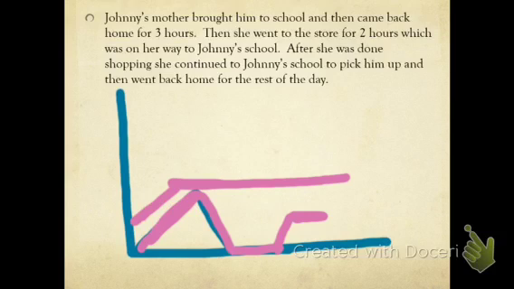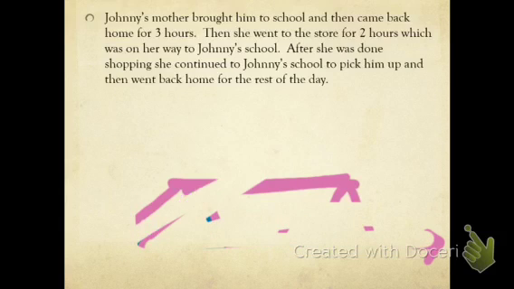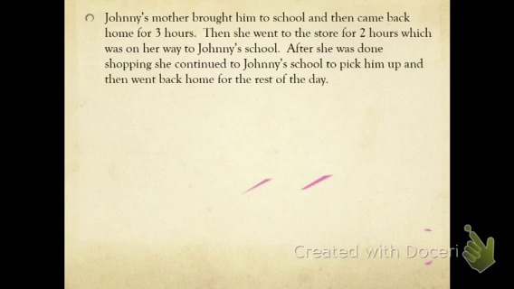After she was done shopping, she continued to Johnny's school. So we're going to go up to Johnny's school, and we need to be, again, at the same height that we started with for school at the beginning. And then she went back home for the rest of the day. So there, we're going back home, and then she stays there for the rest of the day. Okay? I'm going to go through that one more time just to make sure that you understand what I just did. So let me erase this, and we'll go through it just one more time.